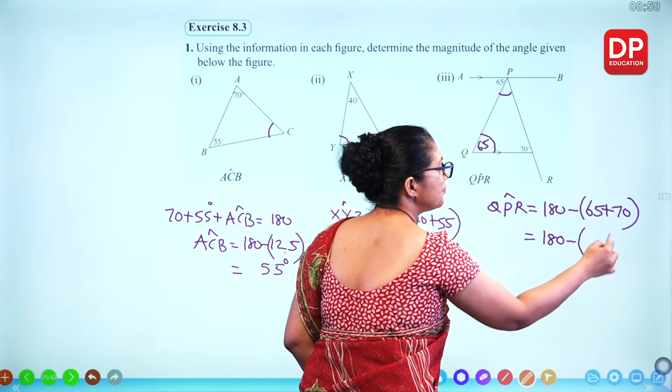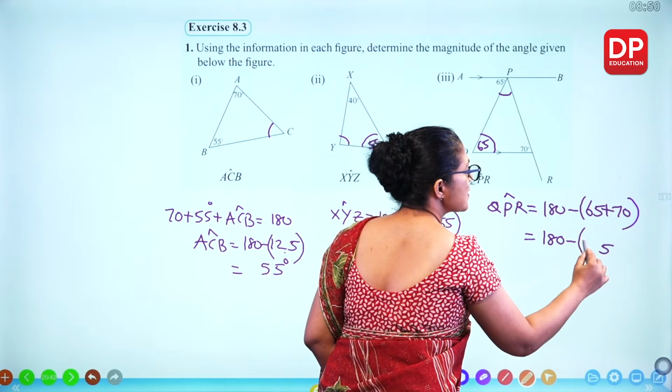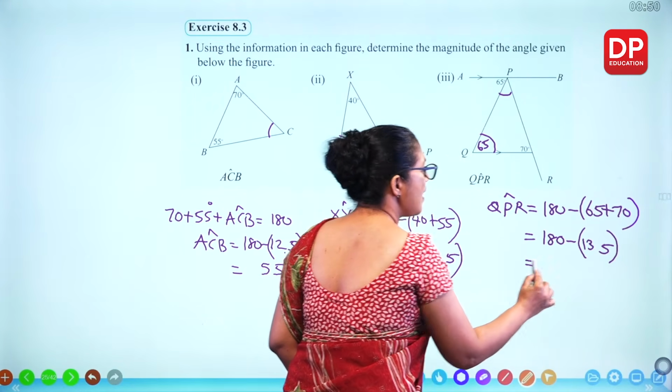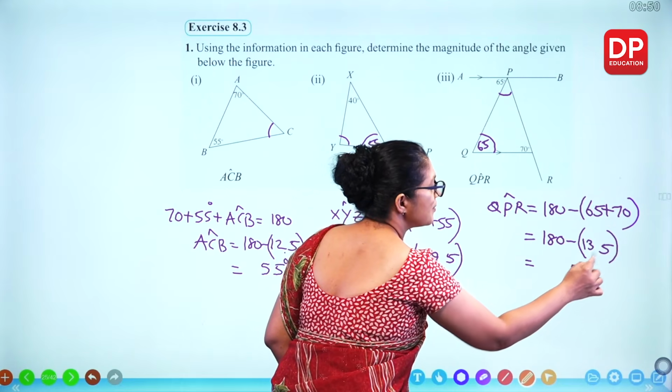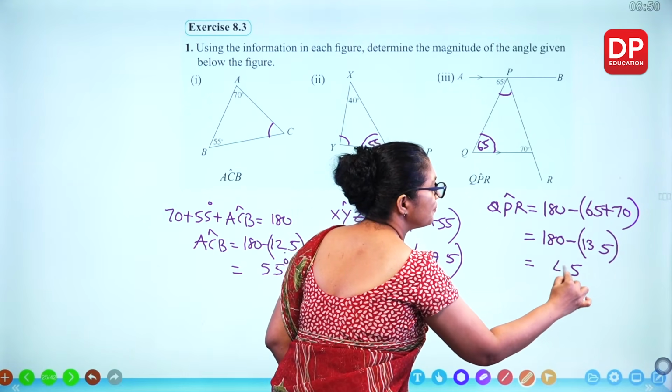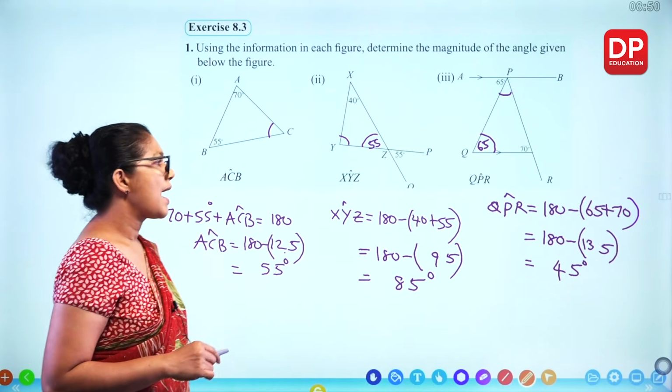and this, 5, 7 plus 6, 13. So 180 minus 135. So you get 45 degrees for QPR angle.